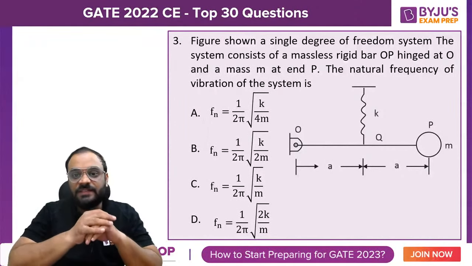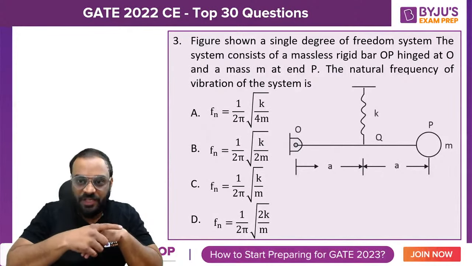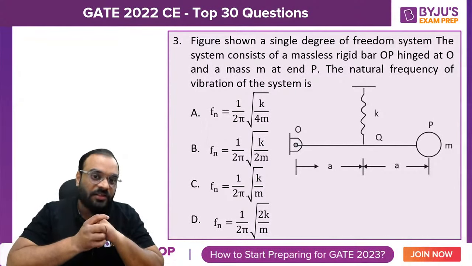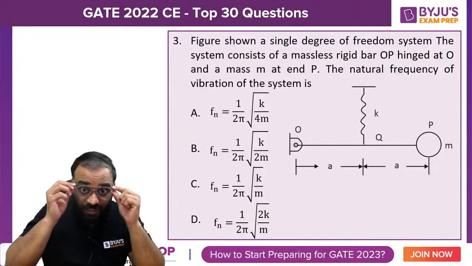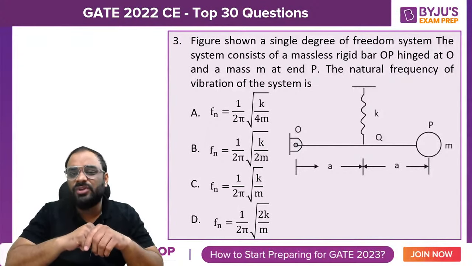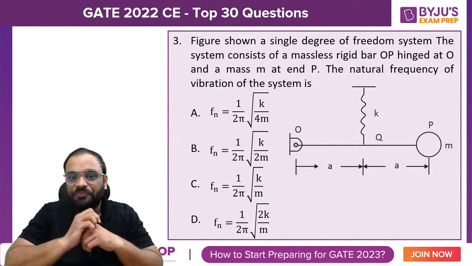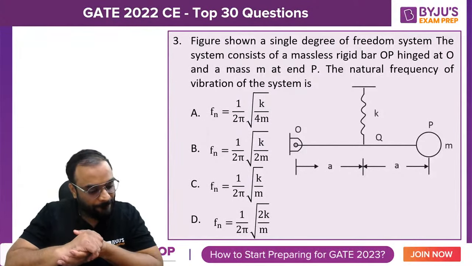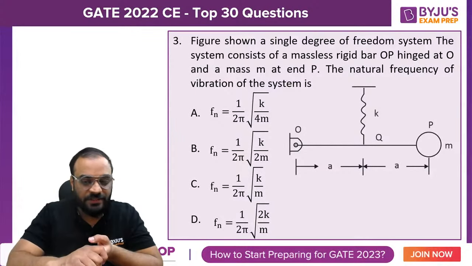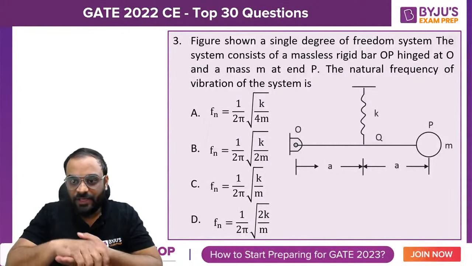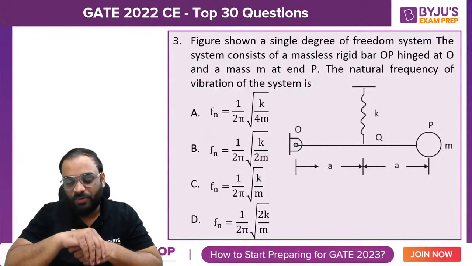Again, be careful, guys. This is a question based on the vibration part. And in this question, we need to find out the natural frequency, right? Which is basically 1 by 2 pi under root of K equivalent divided by mass. Now, in this case, again, you need to find out the K equivalent value, right? Now, tell me the answer, guys. Tell me the answer for this particular problem.